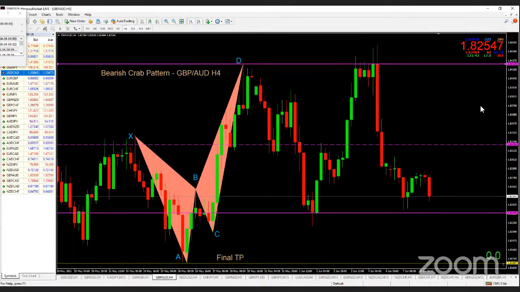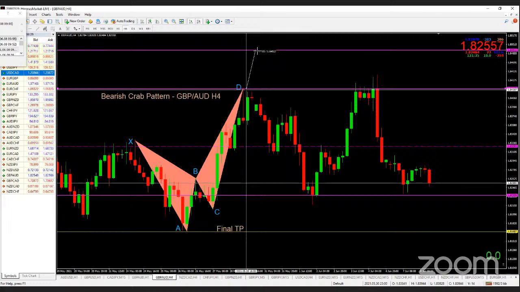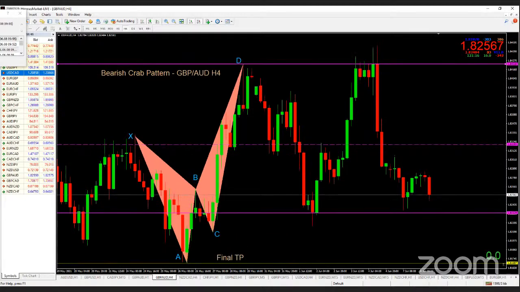The stop loss was about 70, with a TP of 250. That's better than 1 to 3.5, at least 1 to 3.5. Call it 1 to 3. That is super. That's good.